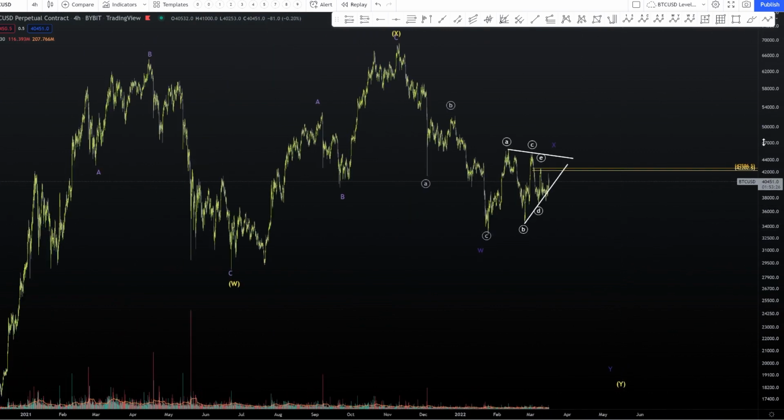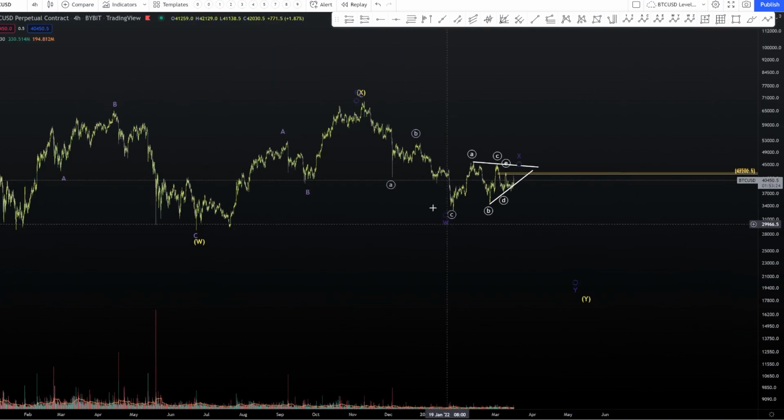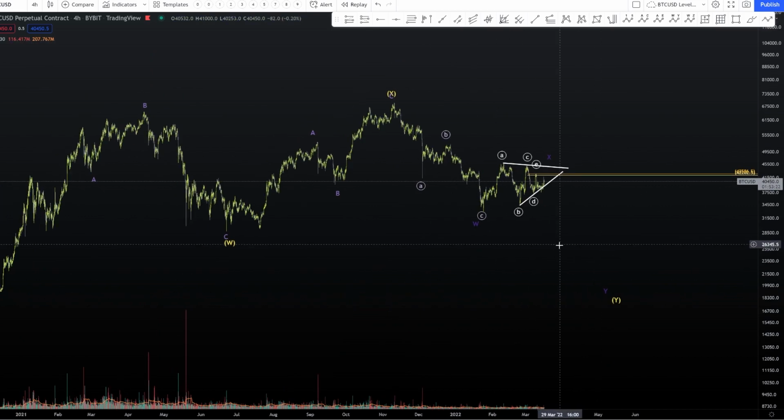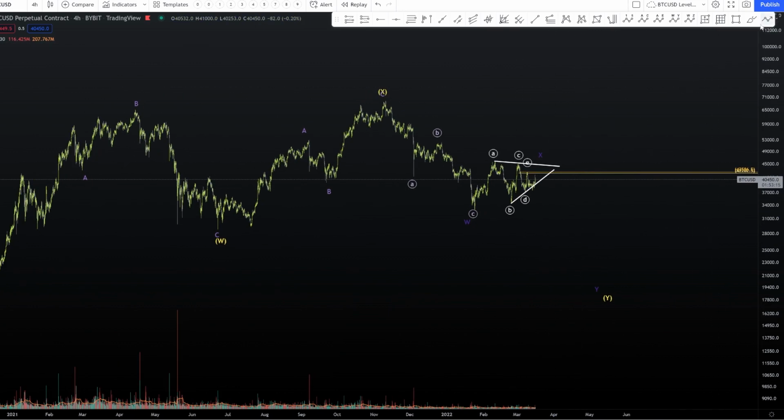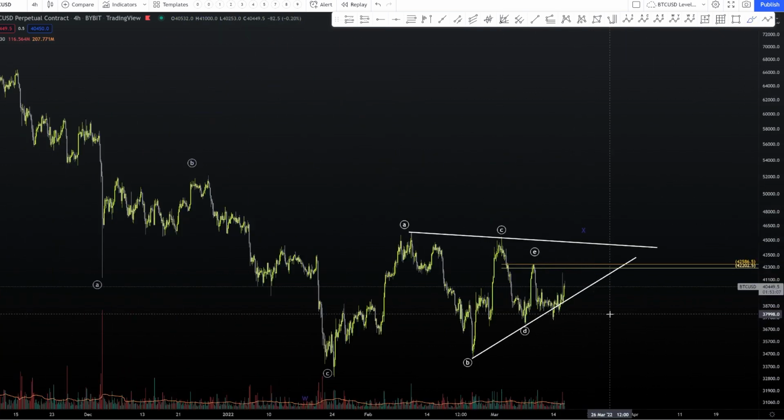So to clarify, I should have mentioned this at the beginning, but this is all going to be a double zigzag for this wave Y, where this is the first zigzag, A, B, C, wave W. This is just the corrective move for the wave X, and we're going to be coming down for the second zigzag for A, B, C. So that's essentially what we're looking at as far as this WXY goes. Now I'm going to zoom in and show you guys what I was talking about.